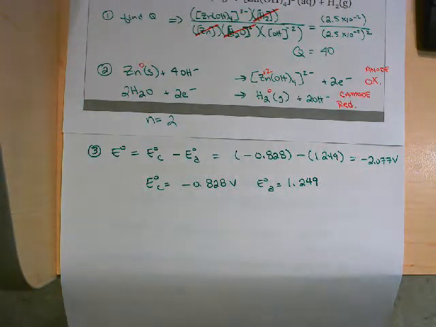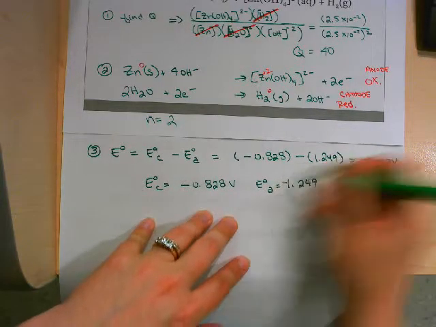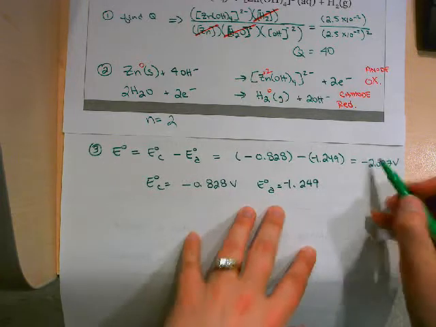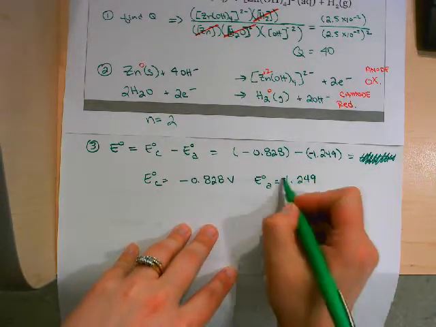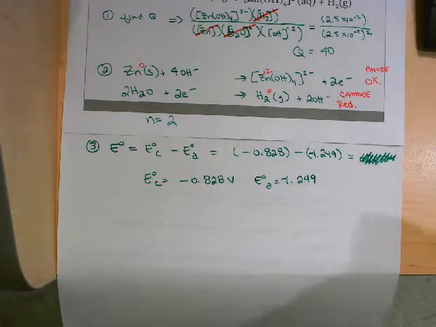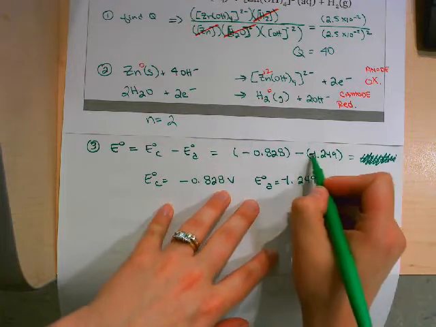Make sure I did my math right. Is that right? Oh, I see what happened. That makes more sense. It should be negative 1.2. There we go. Yep, I just corrected it. That should be a negative right there.